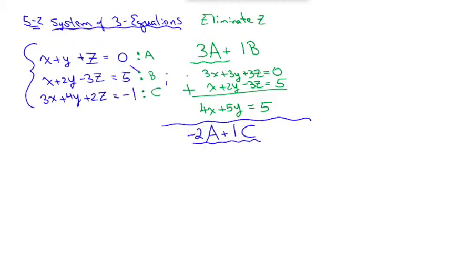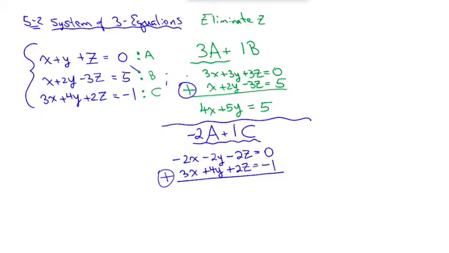So -2 times A, that would give me -2x minus 2y minus 2z is equal to, well, boringly, 0. And then I just copy C down. 3x plus 4y plus 2z is equal to -1. Take these two equations, add them together. I should really put that in a circle. Adding them, not multiplying.